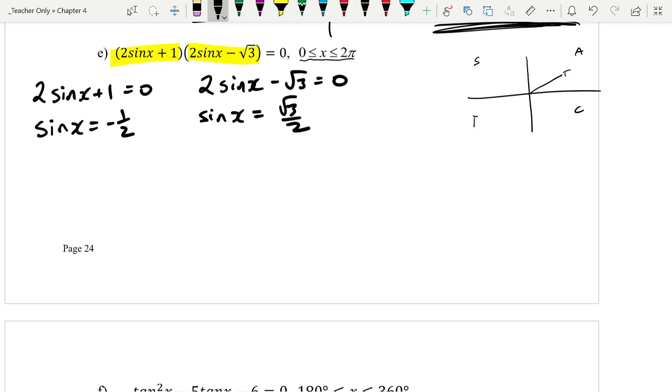Okay, so we want to be down here. So this is the pi by 6 family, but we want positive answers. We want to go from 0 to 2 pi, so we want this number and this number. And this one is 11 pi by 6, and this one is 7 pi by 6. Okay, so that's my two answers for this one.